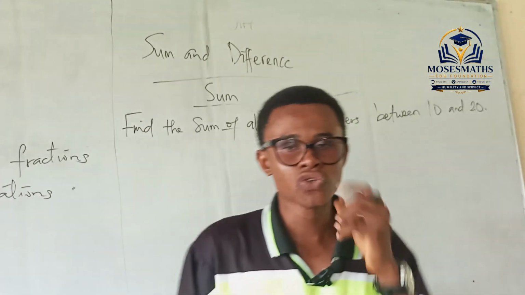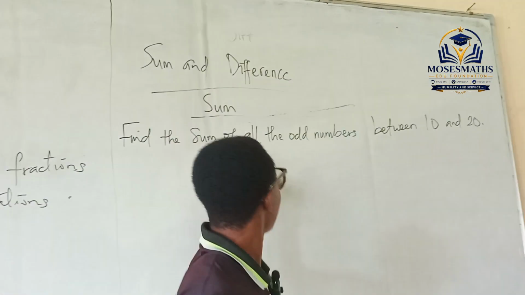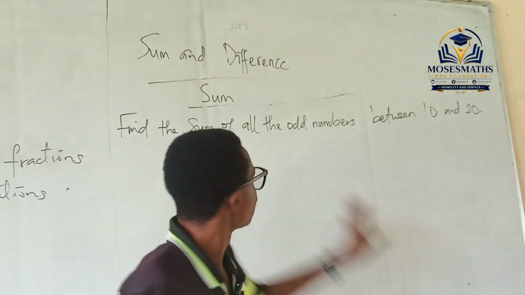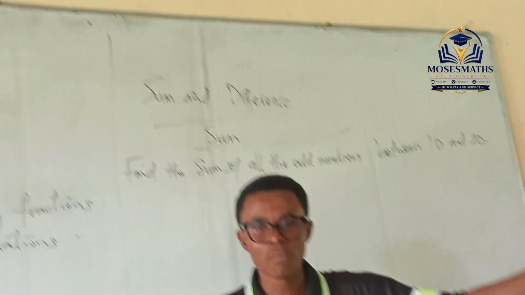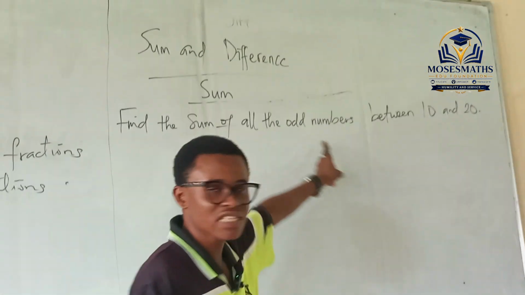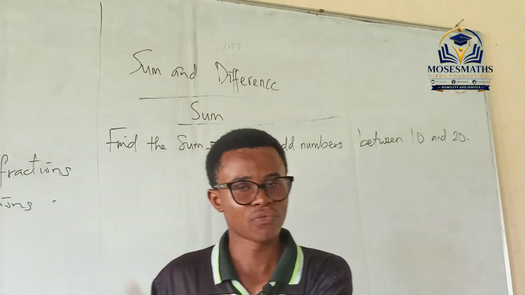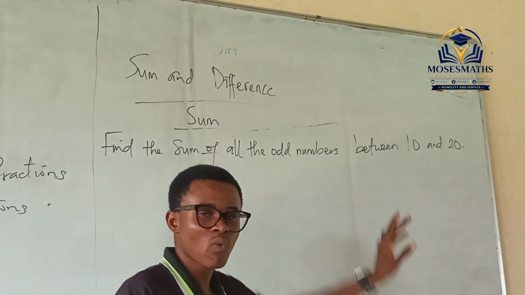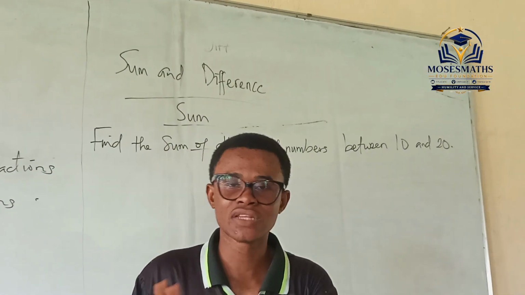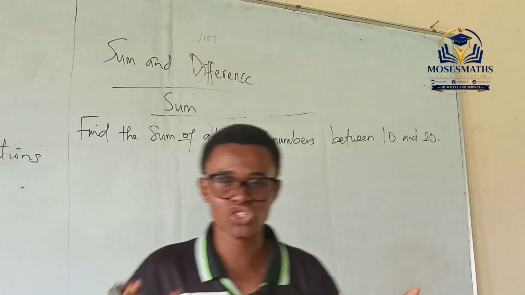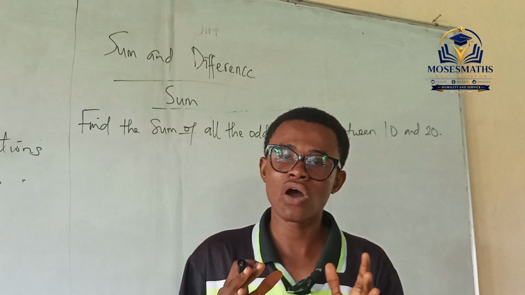Focus on the procedure. So now look at this question. Find the sum. I've told you, sum of what? Sum means addition. So find the sum of all odd numbers. If you don't understand what sum means, then you've already started failing. If you don't understand what odd numbers are, you've already started failing. And if you don't follow the instruction, you've already failed it.